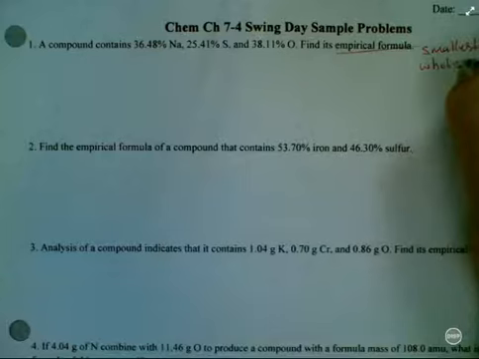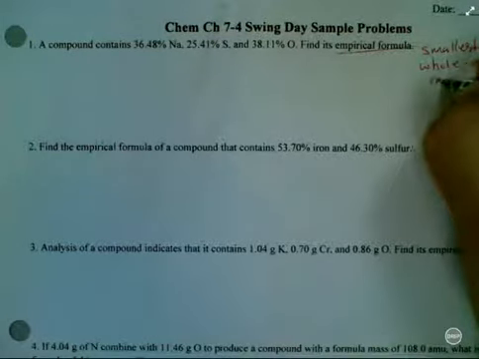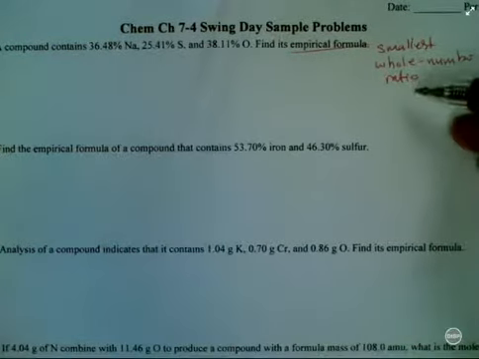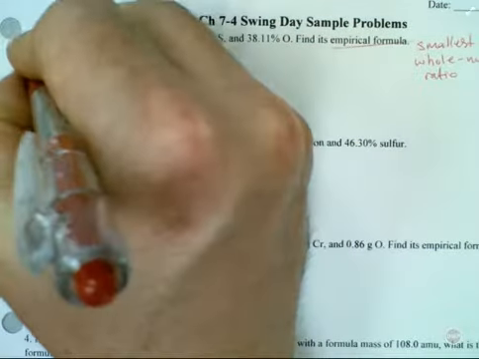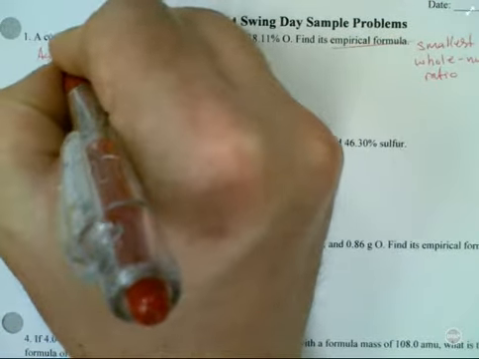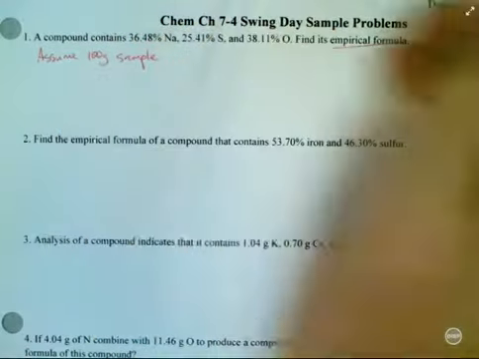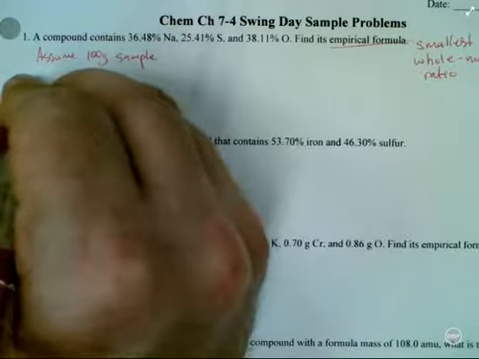whole number, and it is a ratio. So this is not the actual molecular formula. It's the smallest whole number ratio of element to element. So the first thing I'm going to do is assume a 100-gram sample. And what this allows me to do is take these percentages and easily turn them into gram values.